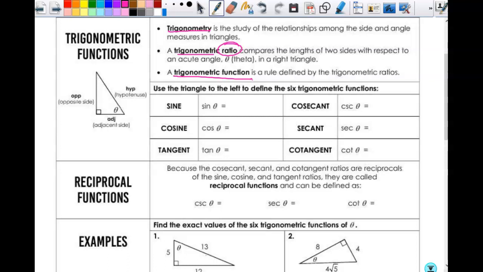And the words are sine, cosine, and tangent. It is not sin, cos, and tan. That is just how you abbreviate them. And then their reciprocals are cosecant, secant, and cotangent. And then this is how they are abbreviated. So in order for us to remember how to do the ratios, what's the little acronym we use? SOHCAHTOA. Good.